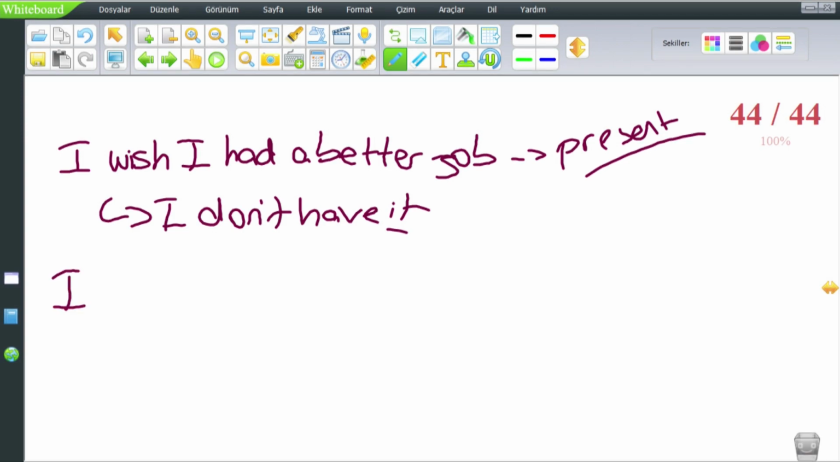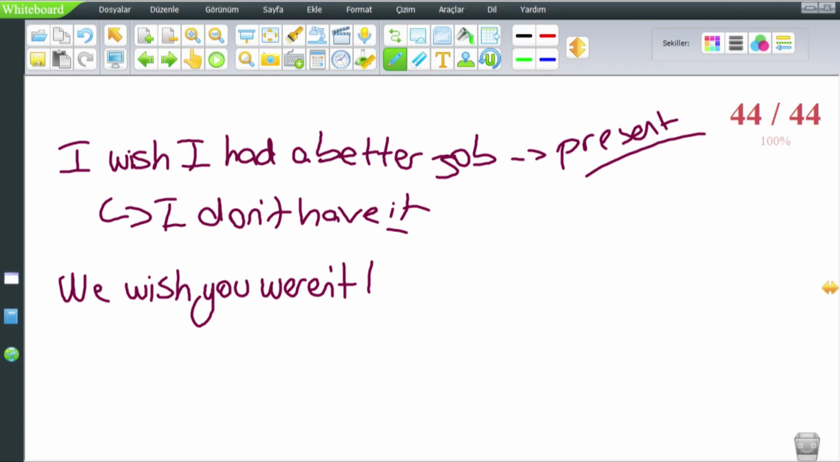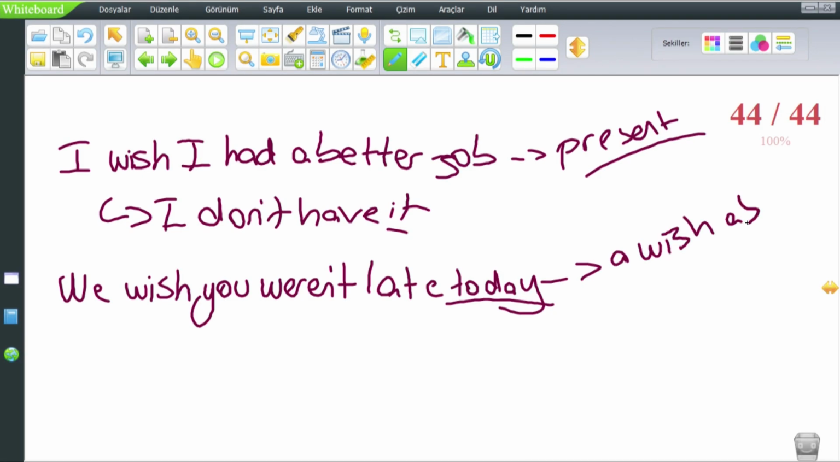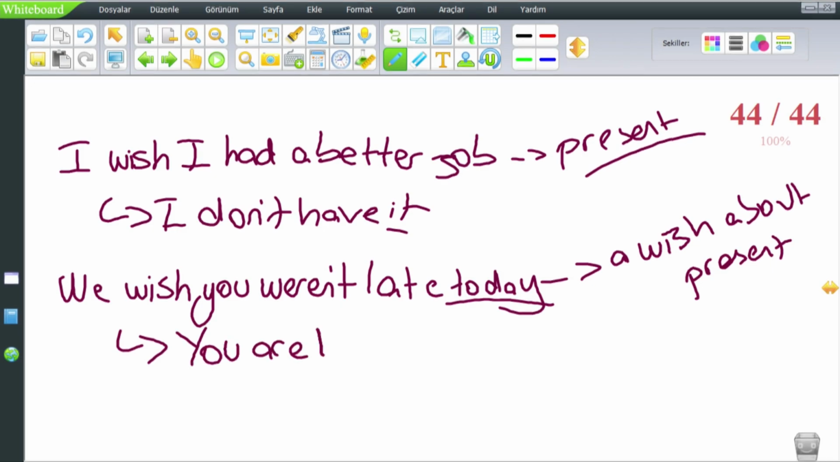For example, we wish you weren't late today. Again, a wish about present, but obviously we can't change it anymore. We would like it to be different, but it's not possible. So we can understand that you are late.